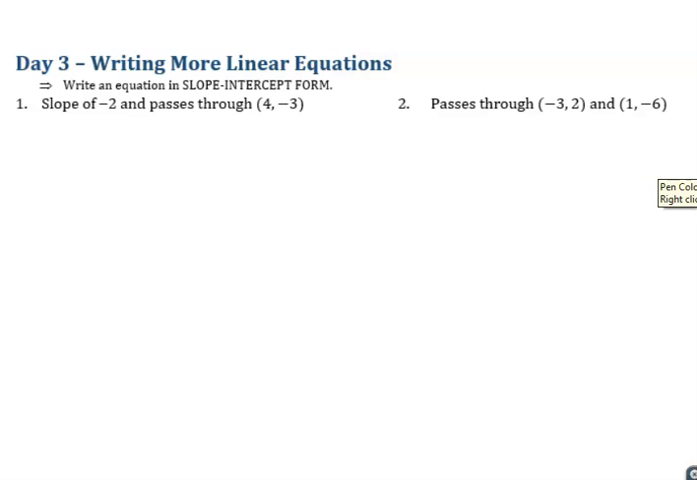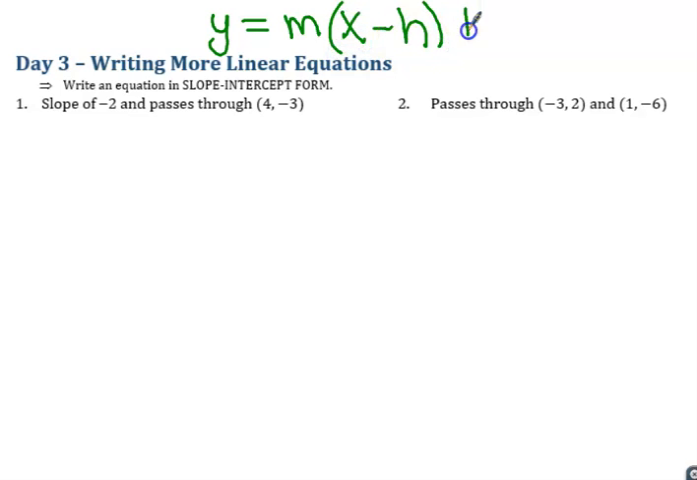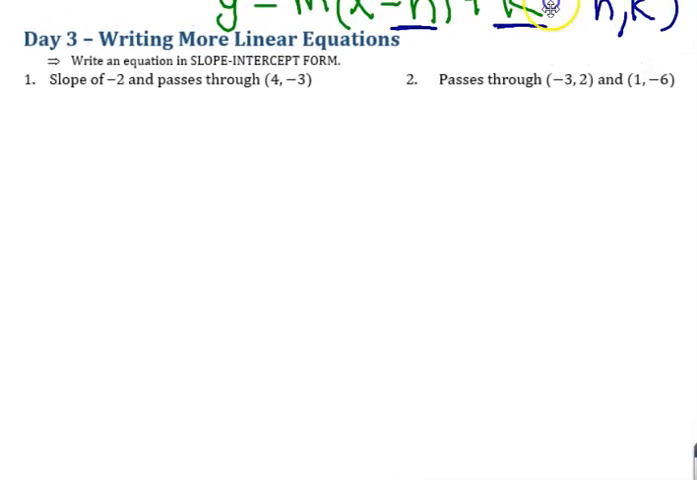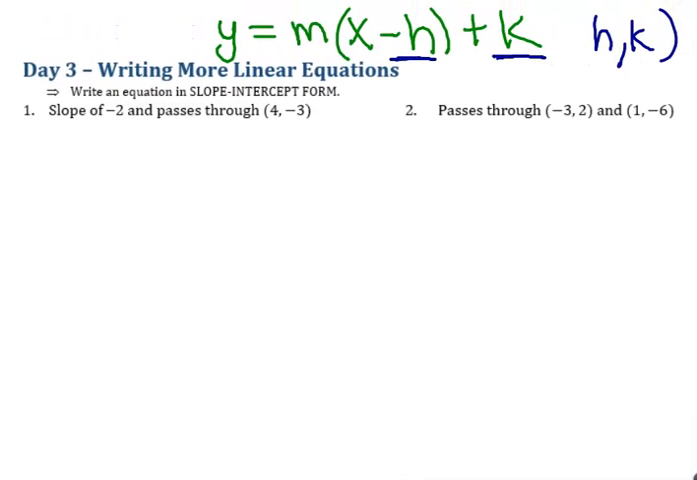It is very similar. Day 3 is very similar to day 2. So let's write down that HK form that we learned. So y equals m times x minus h plus k, and HK is the point they gave you. So this is HK form.